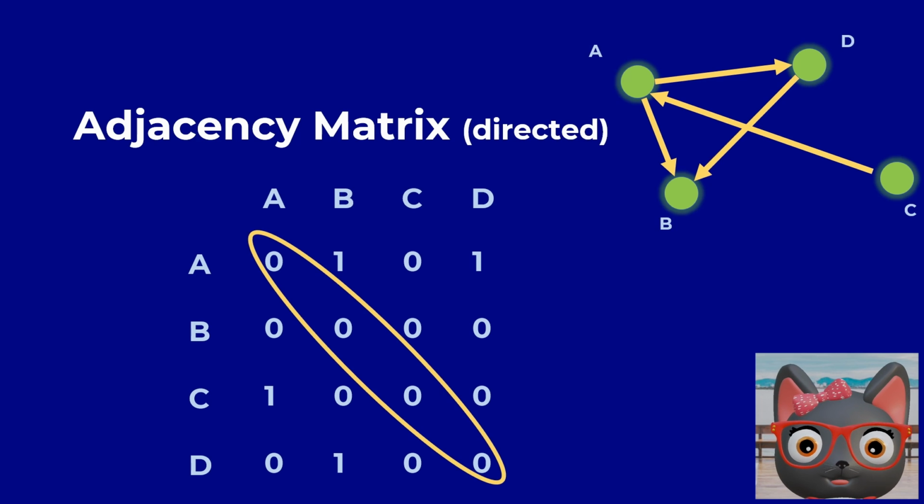Note that the diagonal of the square matrix, going from the top left-hand corner to the bottom right-hand corner, is all zeros. They're all zeros because there are no self-loops in this graph. That is, A does not go to A, B does not go to B, etc.